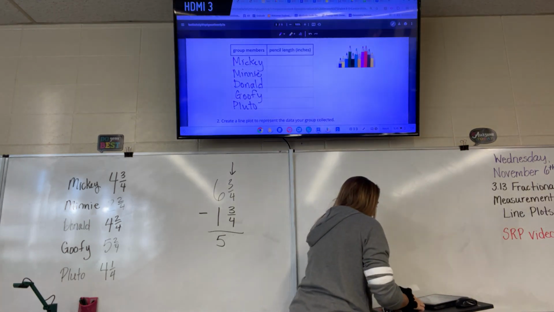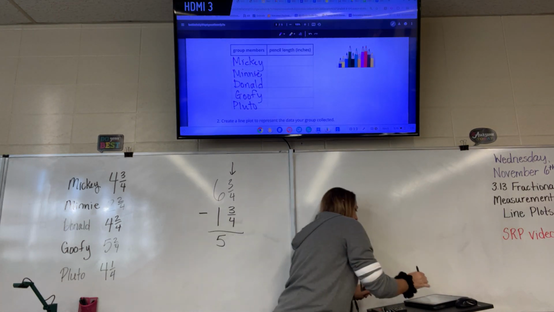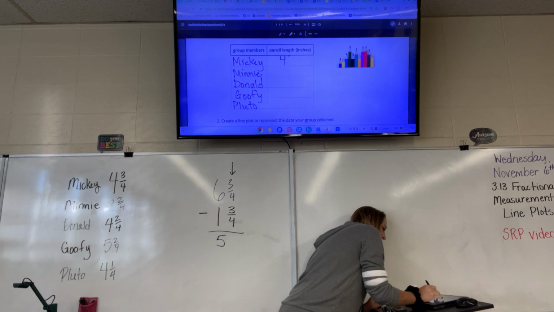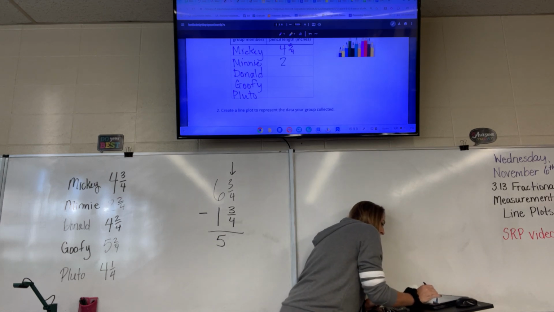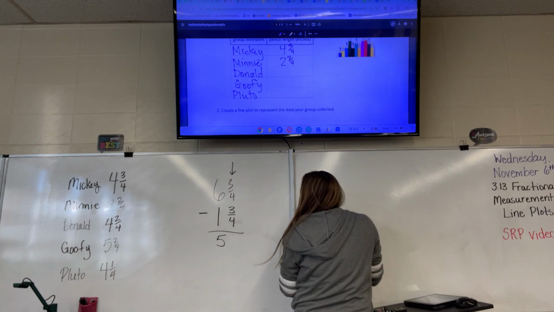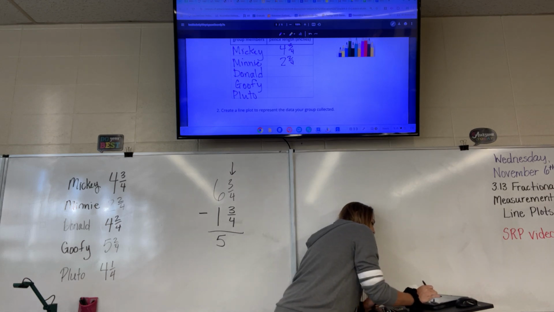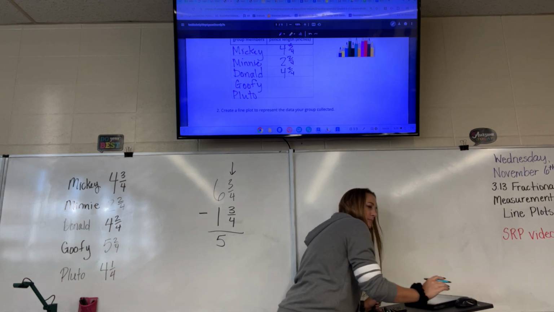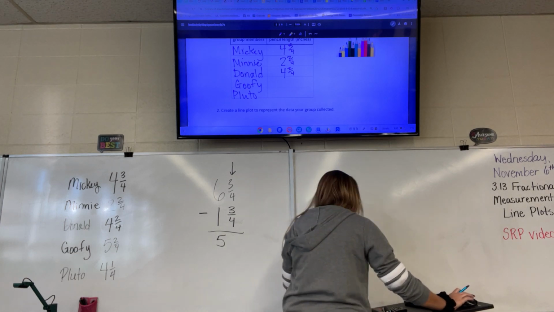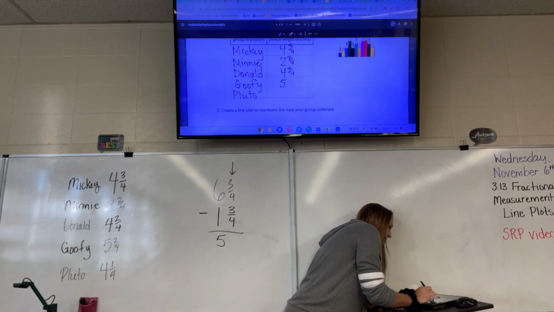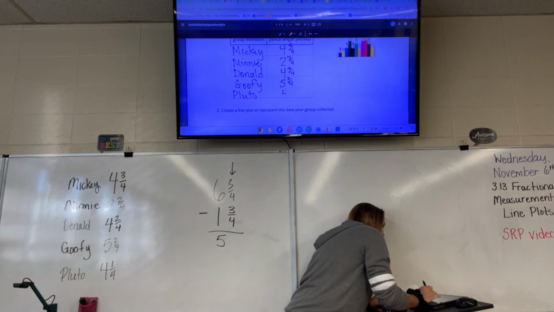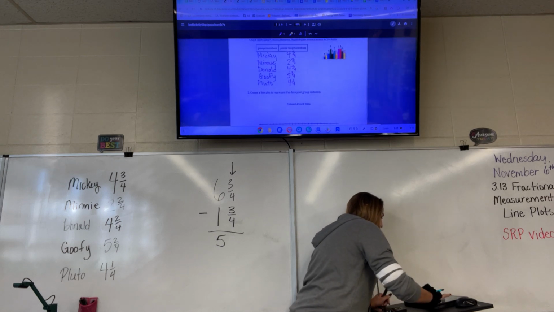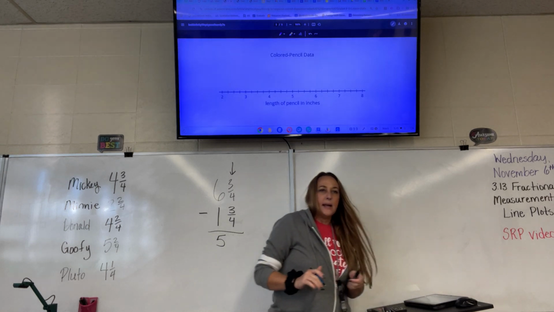Okay, here we go. So for Mickey, we got 4 and 3/4. Write that down if you haven't already. For Minnie, we got 2 and 2/4. For Donald, we got 4 and 2/4. For Goofy, 5 and 2/4. And for Pluto, 4 and 1/4. And now we're going to plot those points on a line plot. Okay?